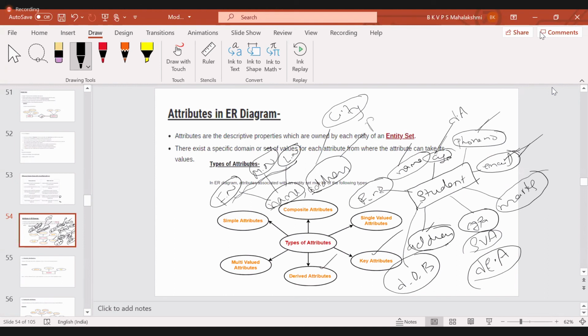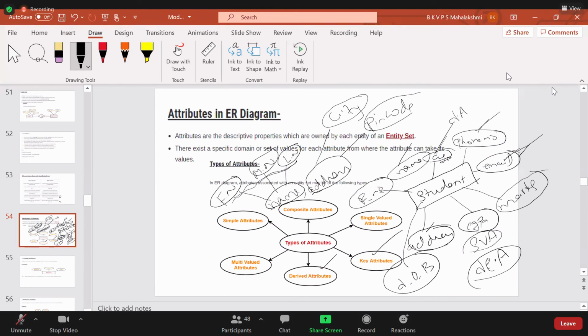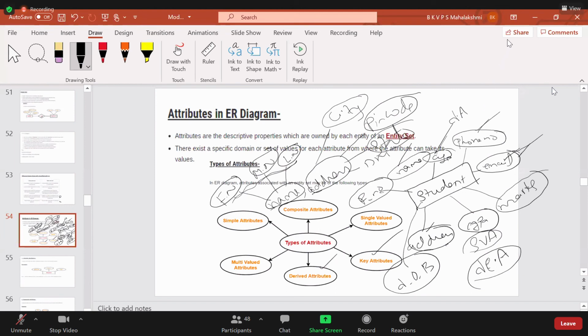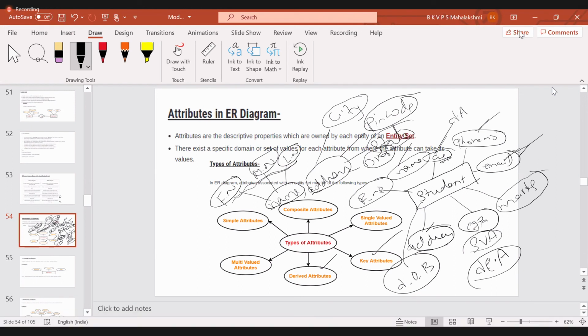City, pin code, state, and sometimes door number, building name, apartment name, something. So this value you will not get directly. It is a collection of the values: collection of city, collection of pin code value, collection of state value, collection of door number value.